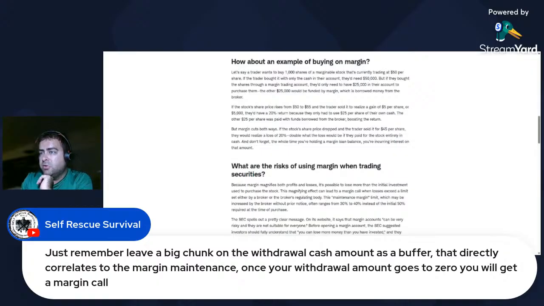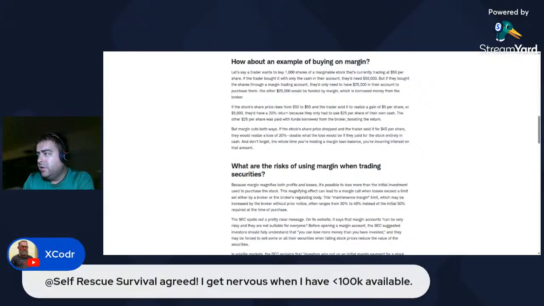Self-rescue survival. Just remember, leave a big chunk of the withdrawal cash amount as a buffer that directly correlates to the margin maintenance. Once your withdrawal amount goes to zero, you will get a margin call. That's exactly right. So like he said, leave a big chunk of the cash amount as a buffer. That's important. Self-rescue survival. He said, agreed.